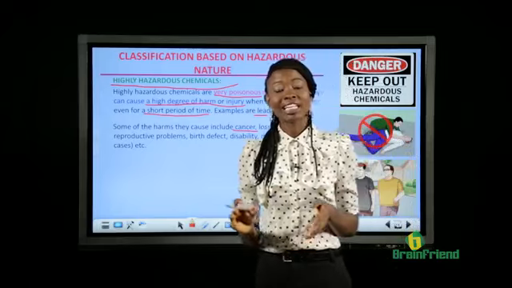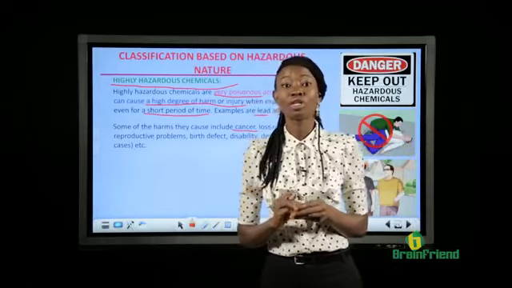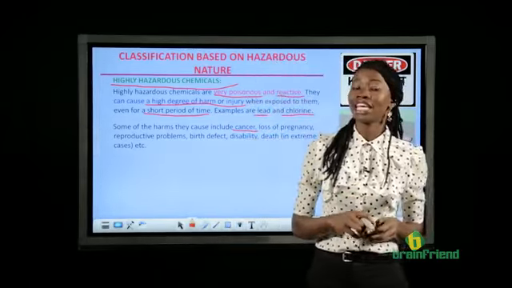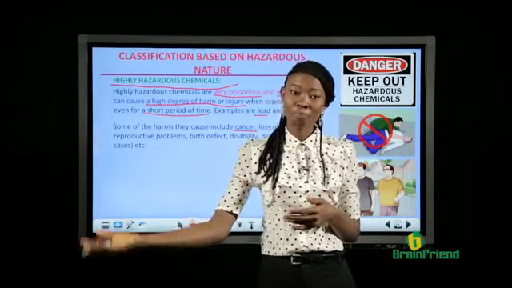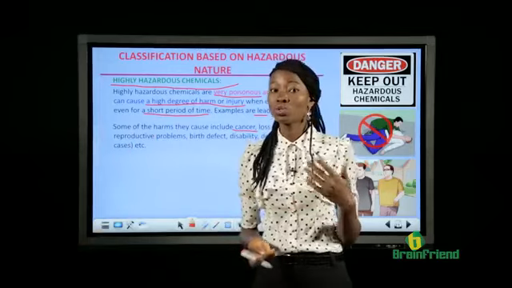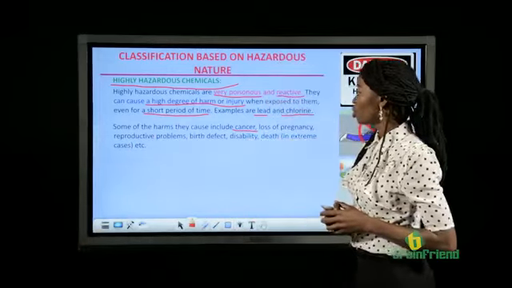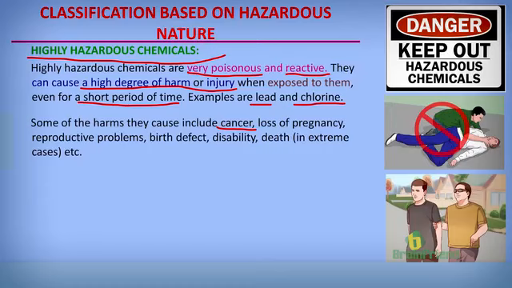Let me also mention that harm caused by some of these chemicals may not be immediate. In some cases, this harm could manifest after a period of time, say 1 year, 2, and so on. So we say cancer is an example of a disease or a form of harm that is caused by highly hazardous chemicals. We also have loss of pregnancy. Pregnant women should stay away from such chemicals because if they are not properly handled, they can cause loss of pregnancy. They can also lead to reproductive problems.